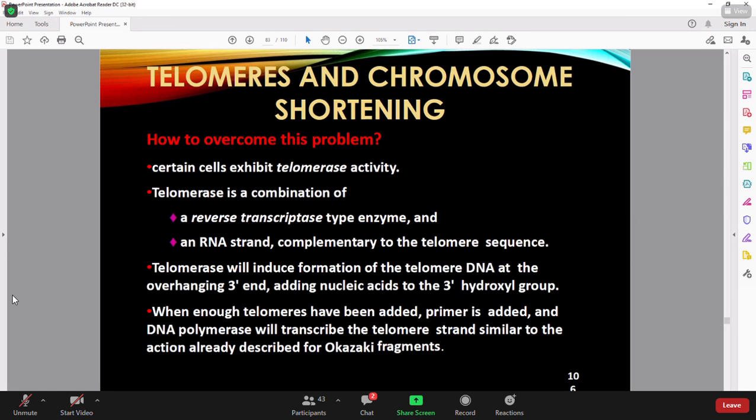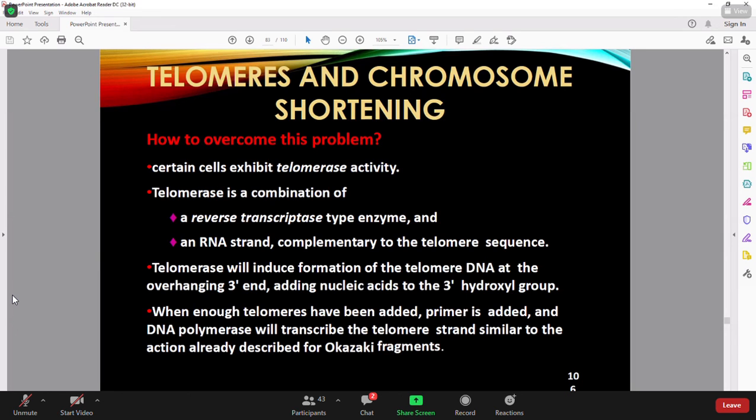Telomeres and chromosome shortening. Okay, how to overcome this problem? Certain cells exhibit telomerase activity. This is telomerase. Mesti pernah dengar telomerase. It's a very important enzyme. Basically, telomerase is a combination of a reverse transcriptase type enzyme and an RNA strand that is complementary to the telomere sequence.